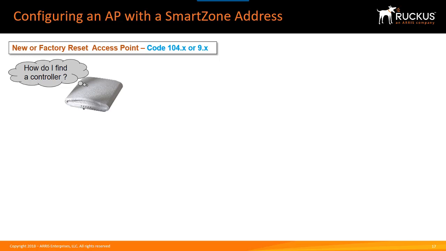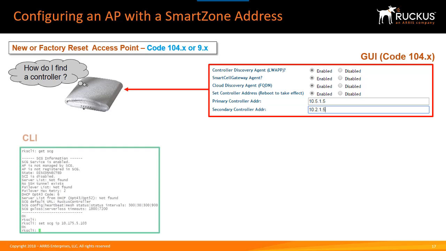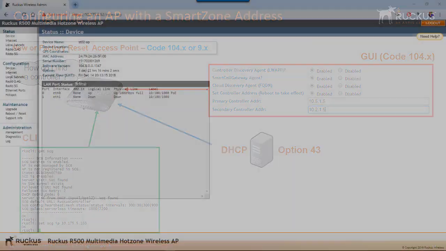Now that we've got the AP firmware worked out, let's talk about how to instruct that AP to find a controller. We essentially have three ways of doing this. We can do this using the web UI of the AP itself. We can do it through the CLI of the AP itself, or we can provide it automatically through DHCP using option 43. Let's take a look at each of these.